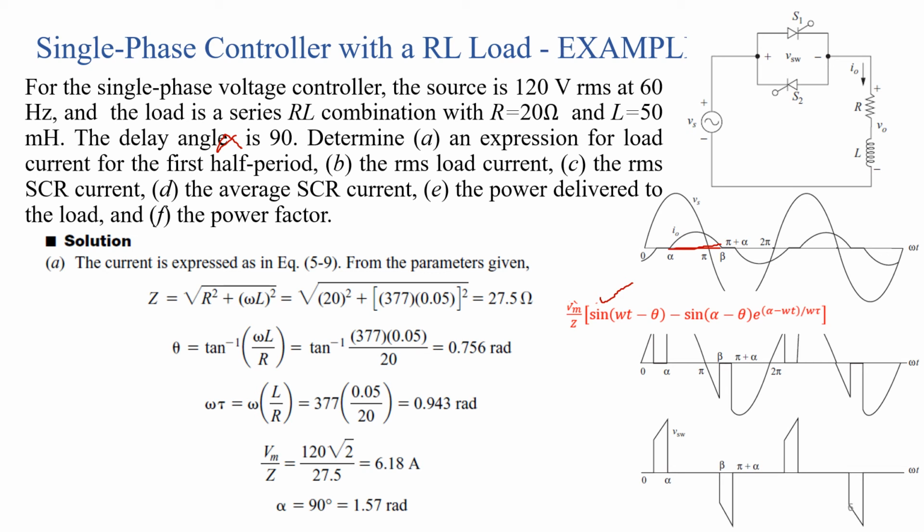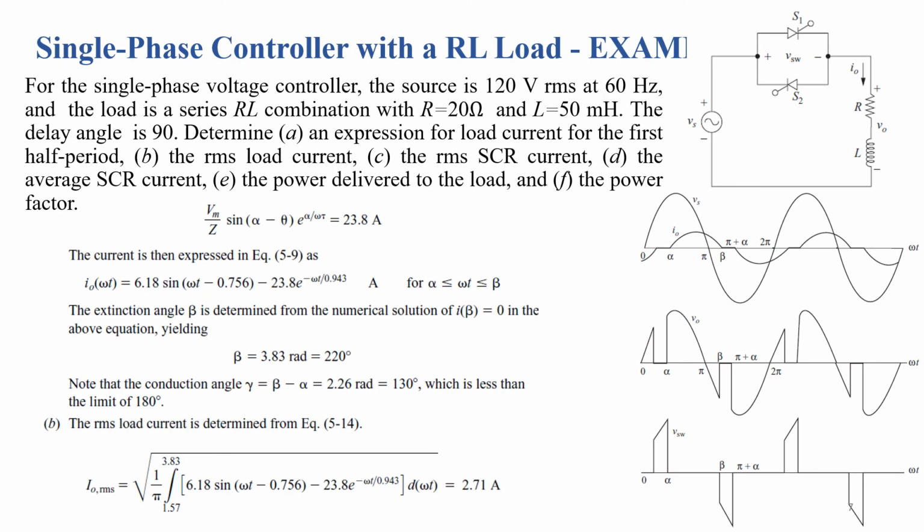So we need to compute the unknown quantities. By using these formulas, we compute Z, which is 27.5 ohm, theta, which is equal to 0.756 radians, omega tau, which is equal to 0.943 radians, and the quantity Vm by Z, which is the current 6.18 ampere, and alpha, which is given in degrees, is also converted into radians, 1.57 radians. So putting all the computed values in this expression, we get the expression of the current for the first half period.